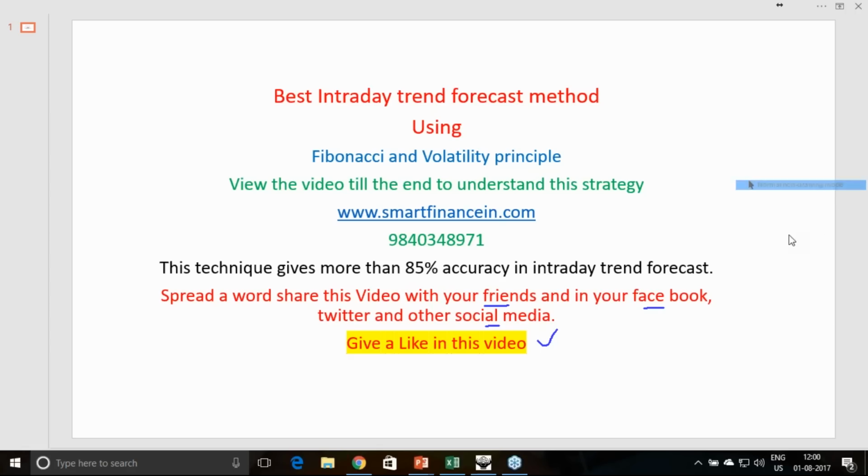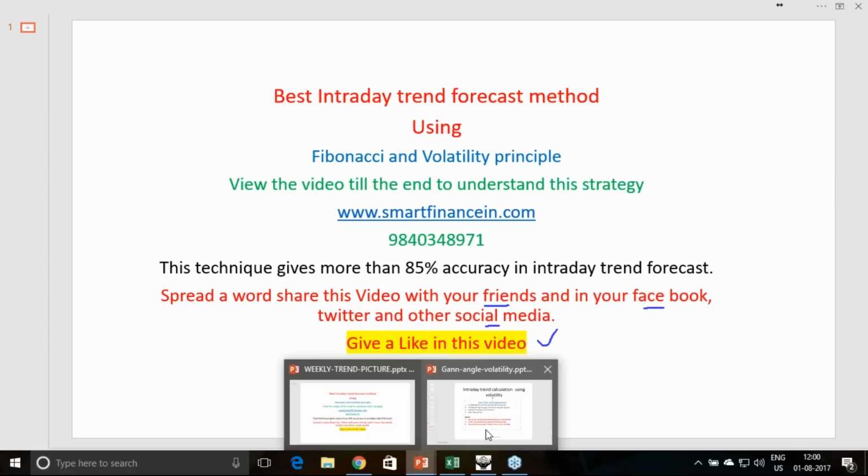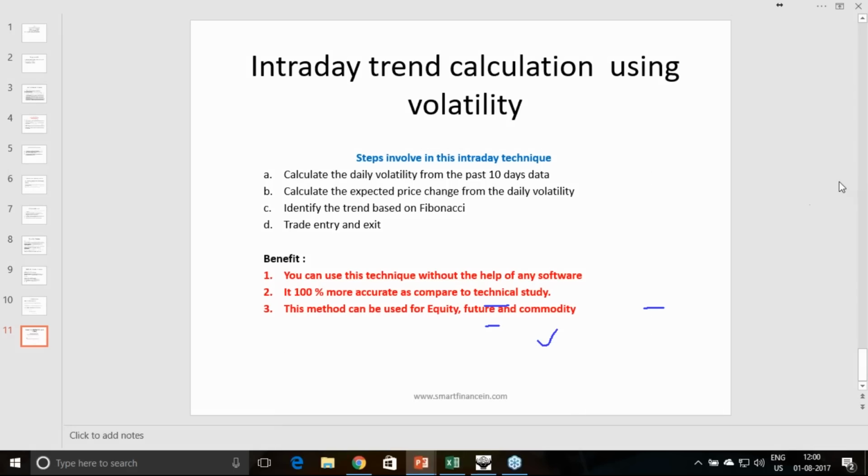So what is this method actually? We have innovated 34 intraday trading techniques. Out of that, this is one of the techniques.